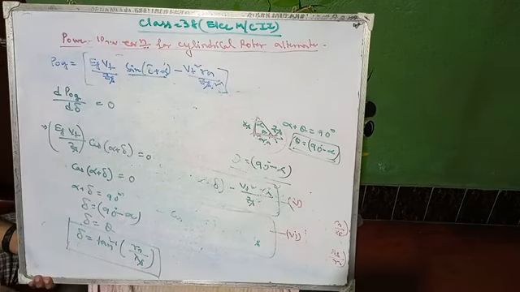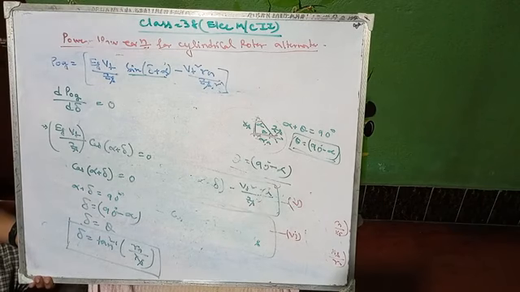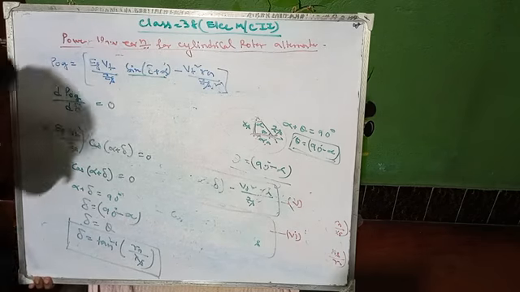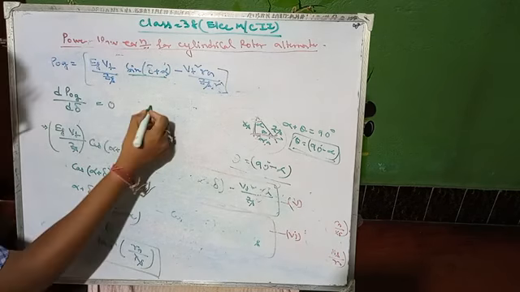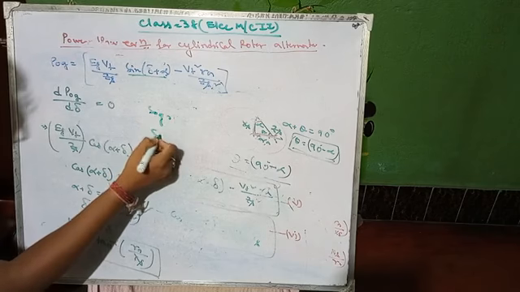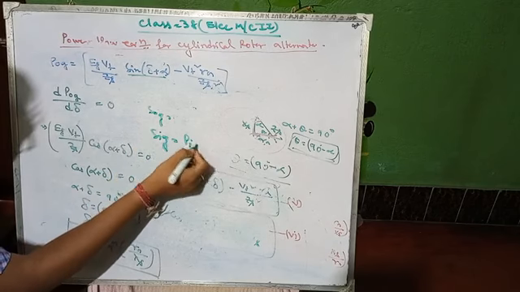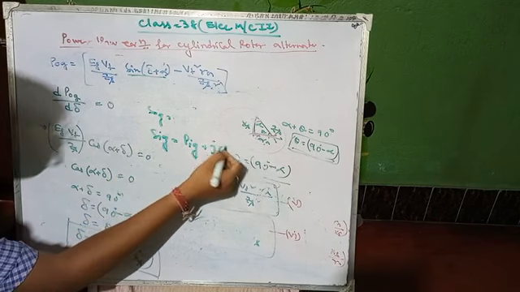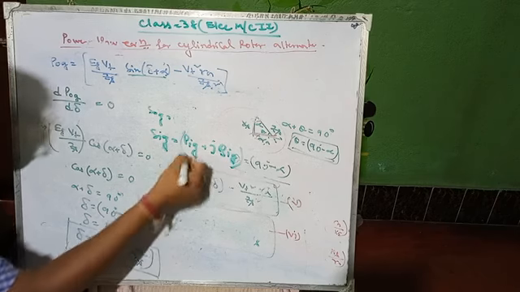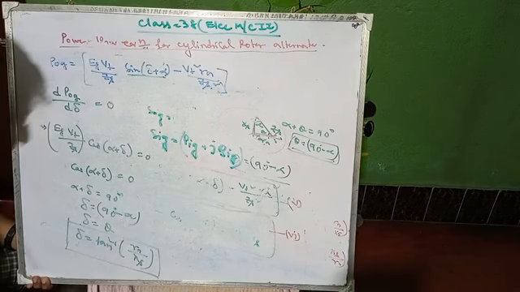Similarly, you can get the complex input power also. In the case of complex input power, instead of SOG there will be SIG, that is PIG plus jQIG, okay? This term only is left.